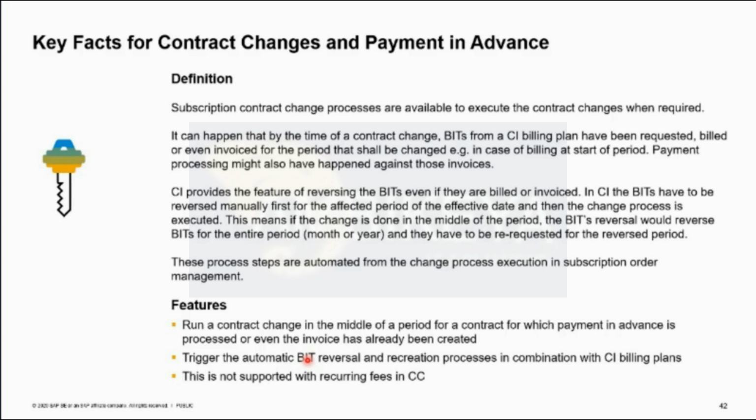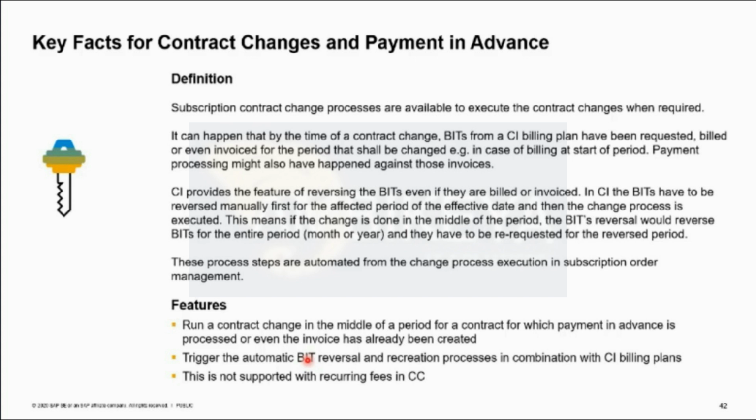So the next feature is about contract changes with payments in advance. So we delivered a feature of handling recurring charges with CI bill plans. So a bill plan gets created for the contract, and based on the bill cycle, the customer is charged. Like if the bill cycle is monthly, customer is charged each month.